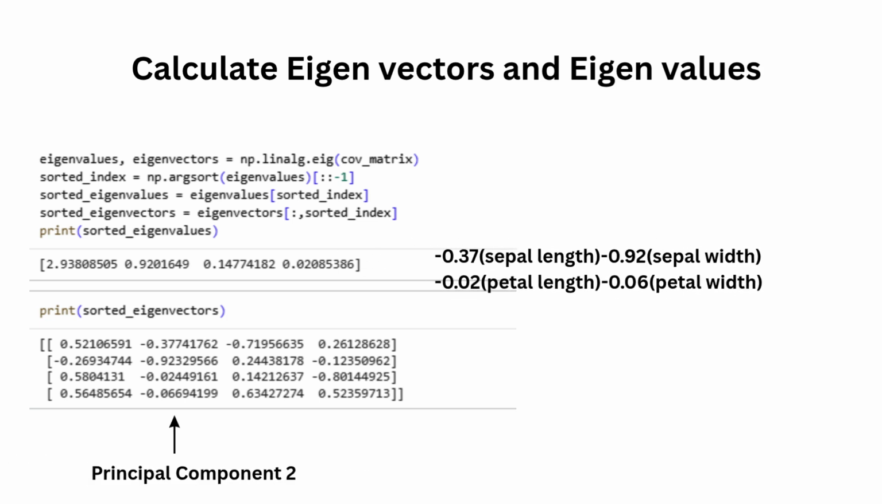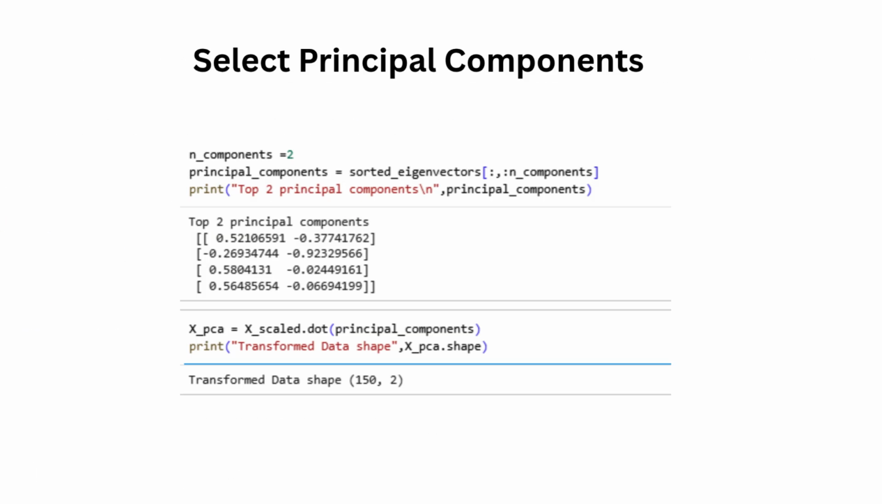Now, look at PC2. Here, the weight for sepal width is -0.923. It completely dominates this component. This is a great insight. While PC1 captures the general size and petal information, PC2 focuses almost entirely on the variation in sepal width. Finally, we pick the top 2 eigenvectors as our principal components and use the dot product to project our original scaled data into this new 2D space.